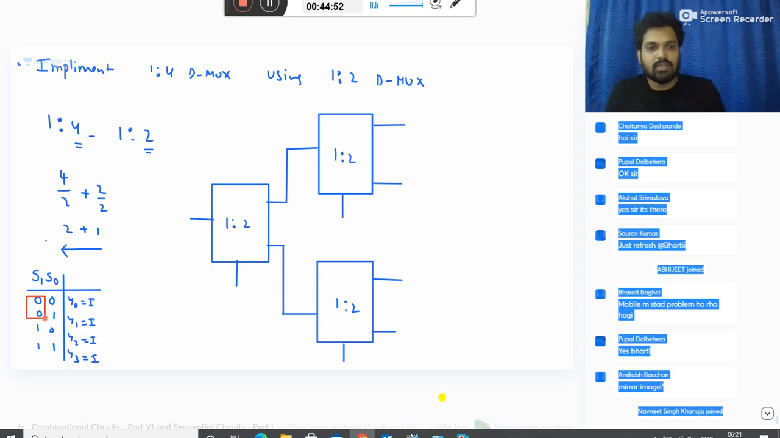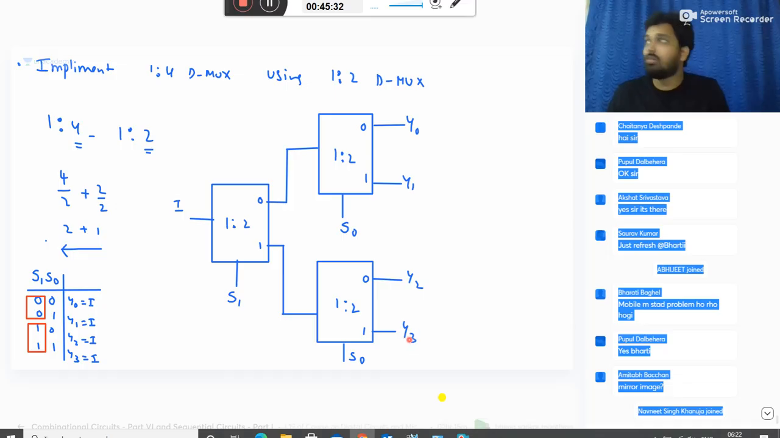So first case S1 is 0 and second case S1 is 1. When S1 is 0, the input should be given to either y0 or y1. Otherwise, it should be given to y2, y3. Same process with S1 and S0. When S1 is 0, I comes here and S0 will decide whether it goes to this or this. Similarly, when S1 is 1, I comes here, and S0 will decide whether it is 0 here or here. So this will tell you Y0, Y1, Y2, Y3.